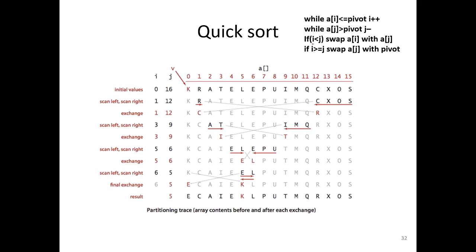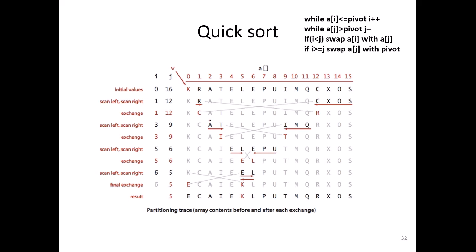If I less than j, then swap them. Now r and c are swapped, so we get c here and r here. Now I points to c and j points to r. Is I less than j still? No. So again continue to compare: A of I, that is c, is less than or equal to pivot, so just increment it.